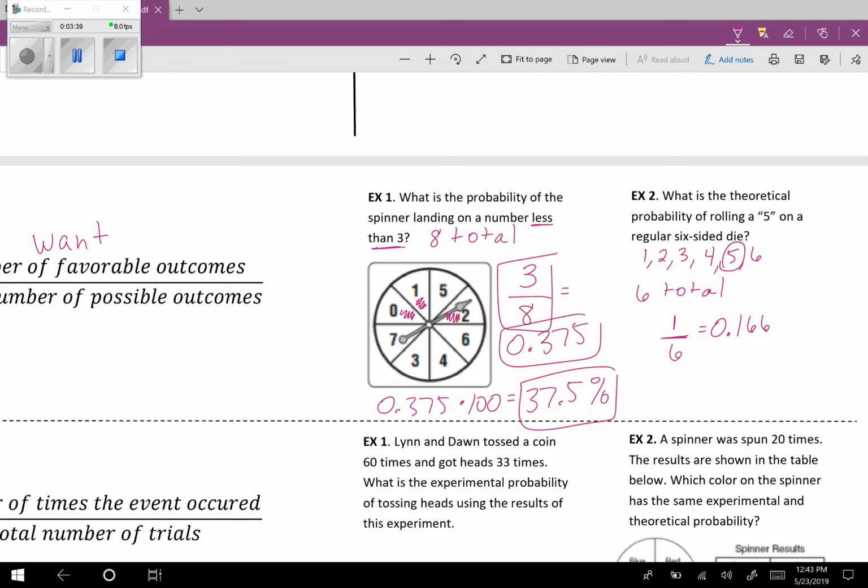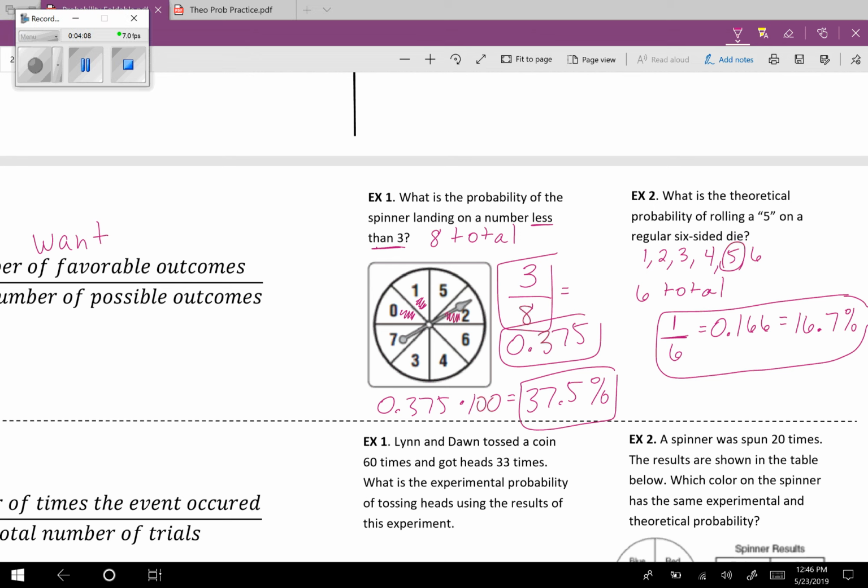So it's 0.166, okay? And now just take that and multiply it by 100. You can just type in your calculator times 100, and you'll get 16 point, and it's again 6 repeating, but we just round that to the nearest tenth, so 16.7%. So those are the 3 ways you can show your answer. So that's it for theoretical probability. Okay, so that's it for all the notes.